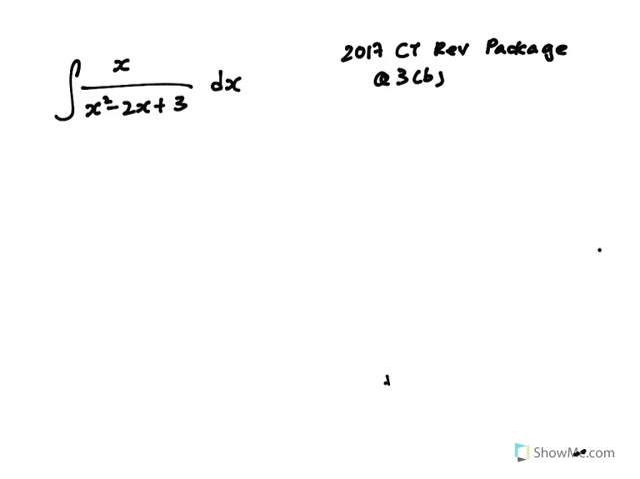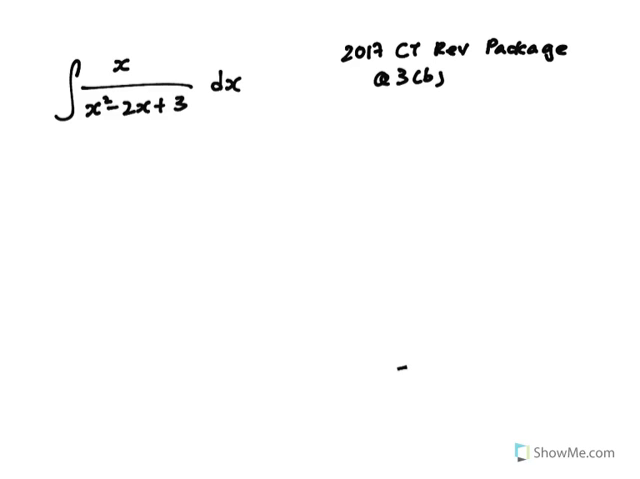So in this question we need to integrate x over x squared minus 2x plus 3. We can think about using partial fractions, but then we realize that the denominator cannot be factorized, so we cannot use partial fractions. What we can do is complete the square, and we can actually get a nice number.